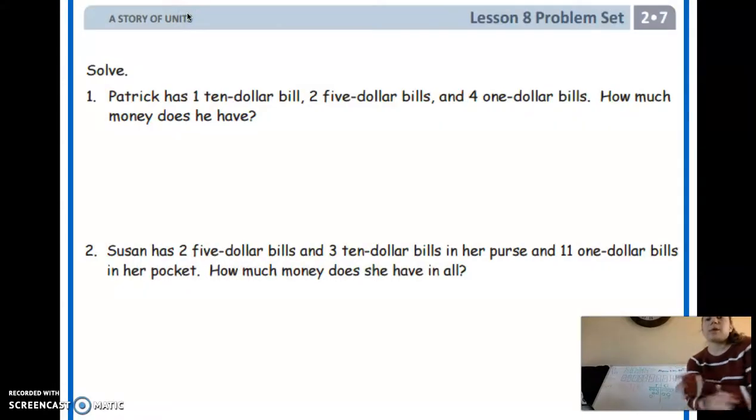Okay, let's look at our problem set for today. We're going to be working with word problems. So it says solve. Number 1, Patrick has 1 $10 bill, 2 $5 bills, and 4 $1 bills. How much money does he have? Remember to use your read, draw, and write checklist to help you solve these word problems. Number 2, Susan has 2 $5 bills and 3 $10 bills in her purse, and 11 $1 bills in her pocket. How much money does she have in all?